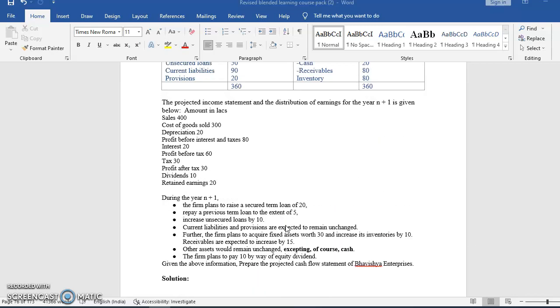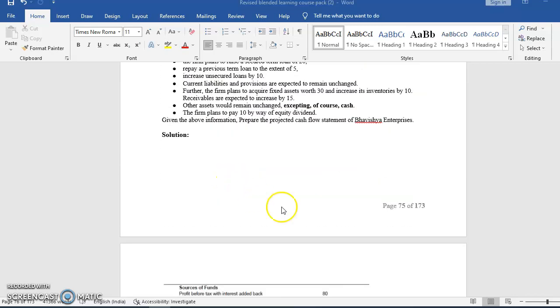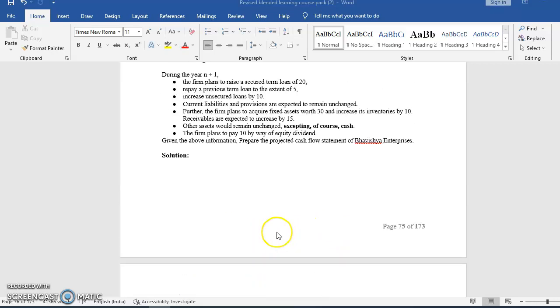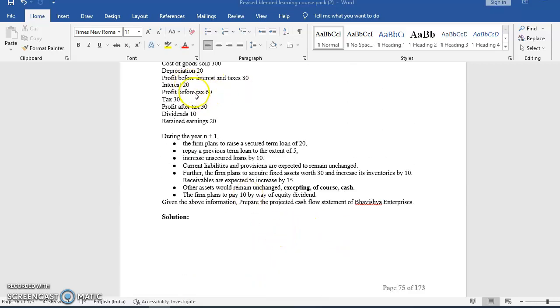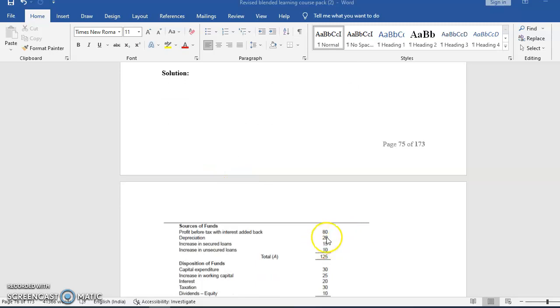What is the EBIT given to us? It is 80. So that is how it is taken as 80. Add back the depreciation. Depreciation is added back. 20 is the depreciation and we have taken it.